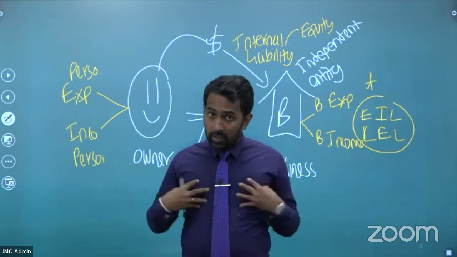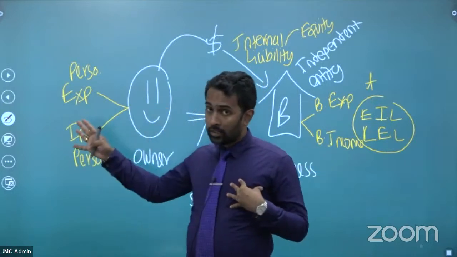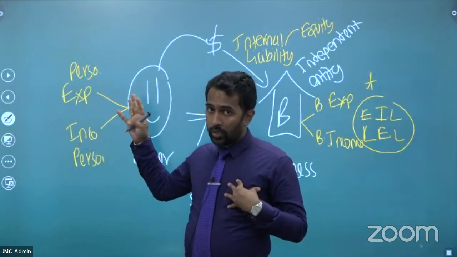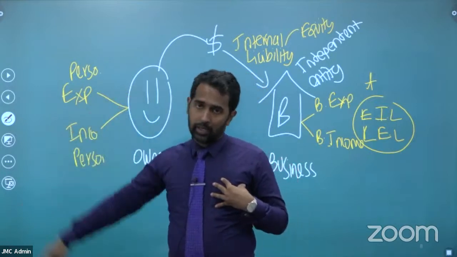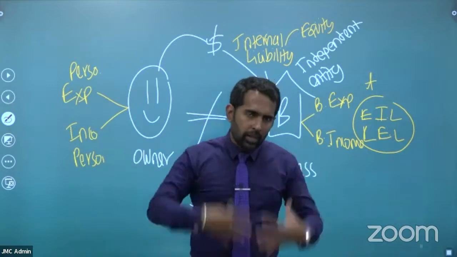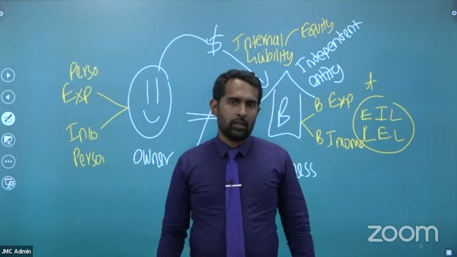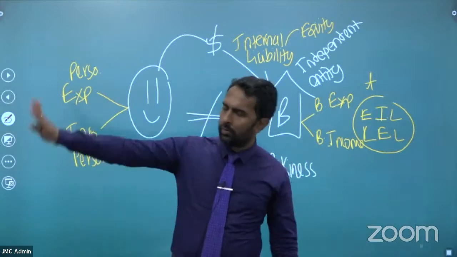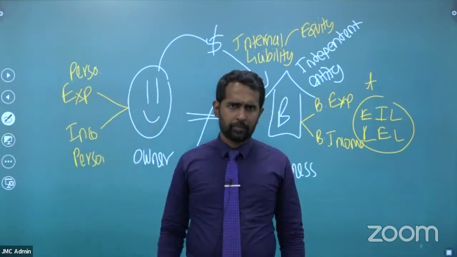I'm the business. I'm a separate person. The owner is a separate guy. So his expenses and his income are separate. My income and my expenses are separate, right? I keep them separately, and he keeps his separately.